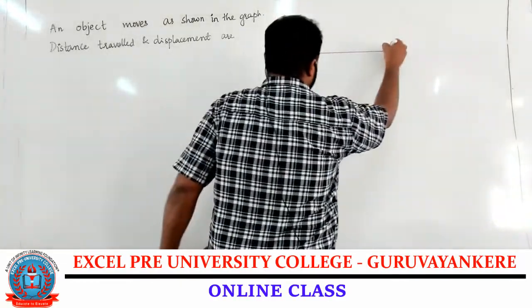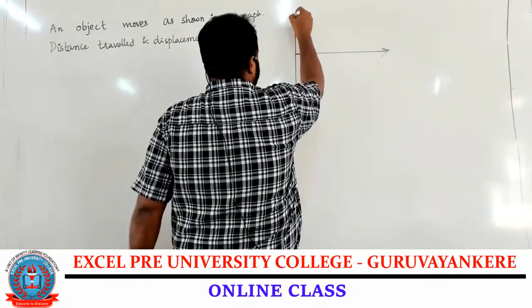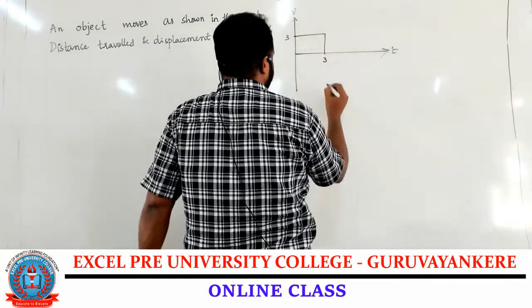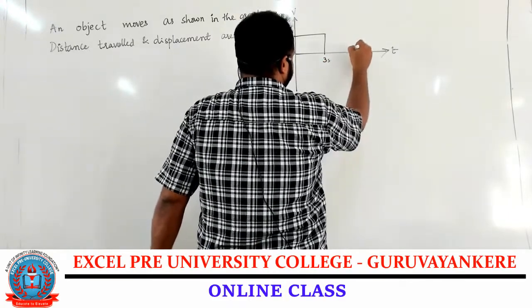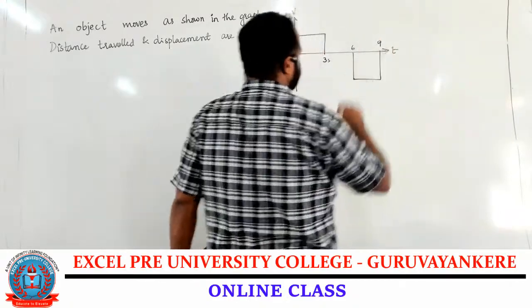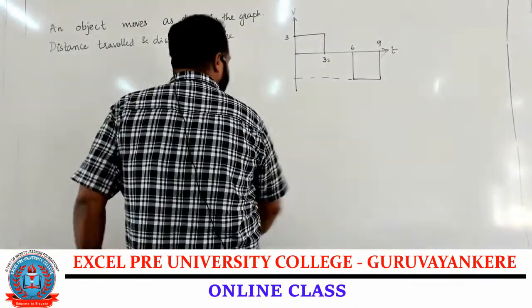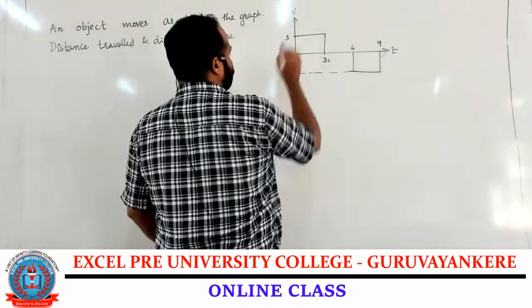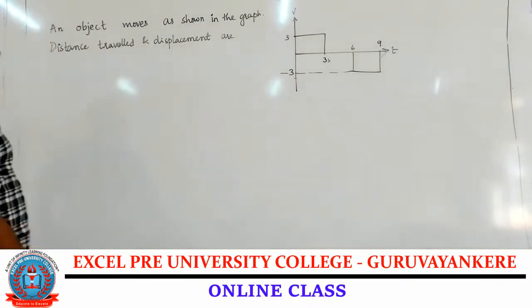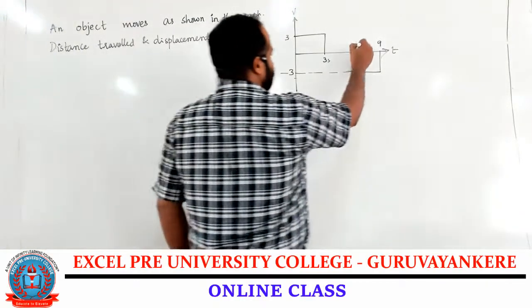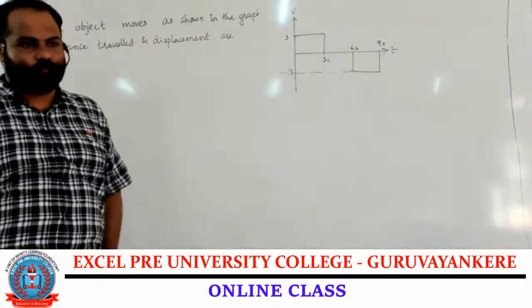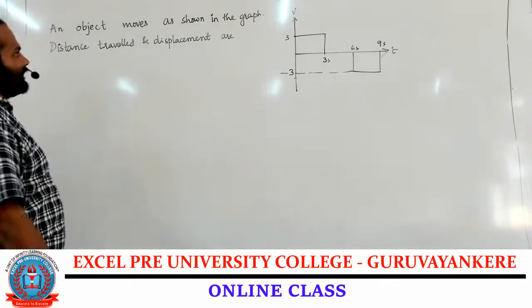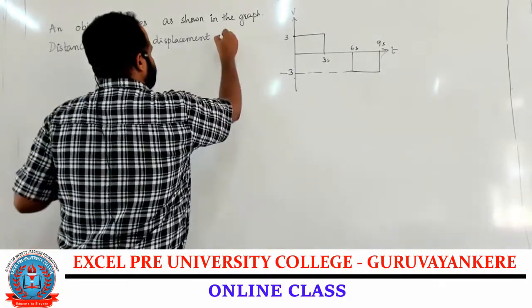So see here, this is a velocity time graph where this is 3 seconds, this is 6 seconds, this is 9 seconds. This is also minus 3 meter per second. Now what is the distance traveled and displacement? This is 6 seconds and this is 9 seconds. You try this. This is comparatively easy. Distance and displacement at the end of 9 seconds.